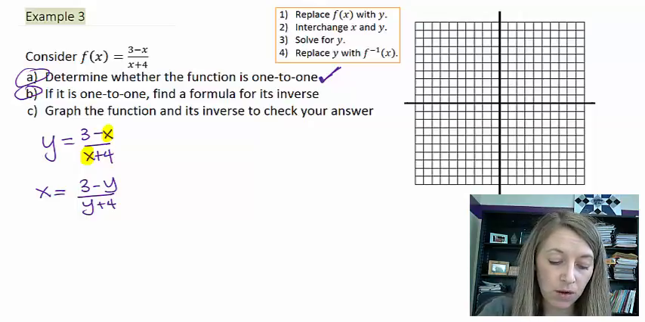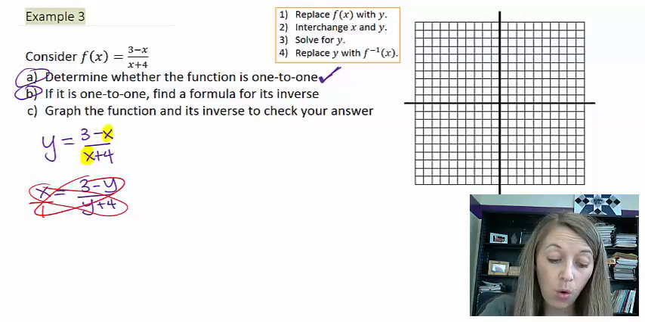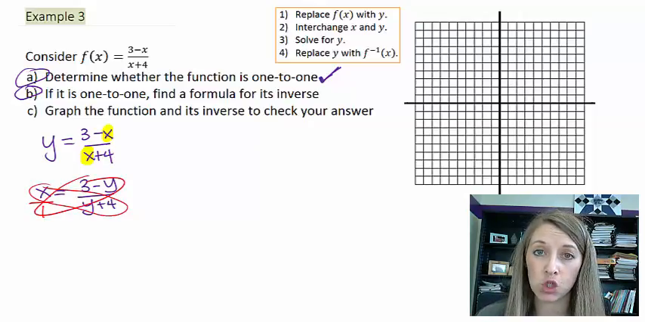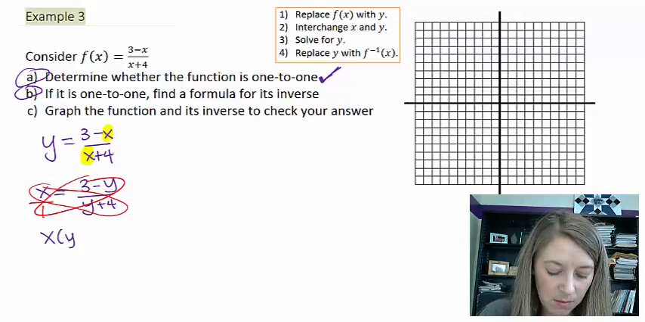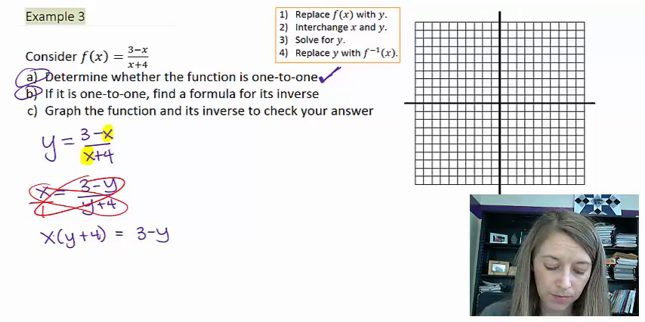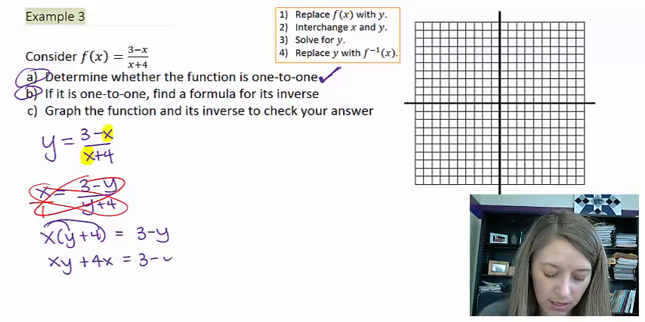Well, let me first get rid of the fraction format, so I can either put this over 1 and think about cross multiplication again, or I can think about that magic trick with my fractions again. Either one works. So I have x times (y plus 4) is equal to (3 minus y) times 1. Distribute my x over here: xy plus 4x is equal to 3 minus y.